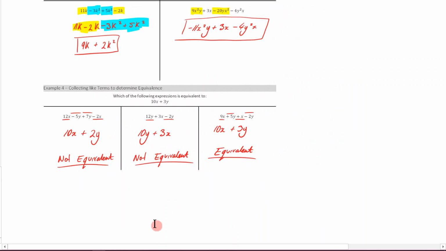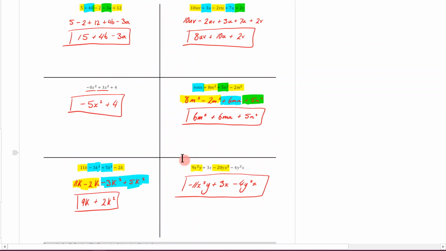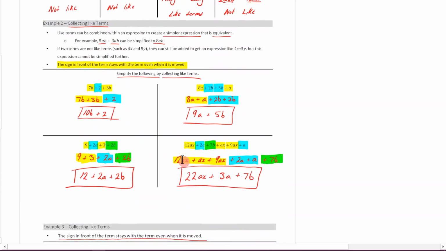Okay, so with that being said, that is everything we needed to go through. We did lots of examples, so hopefully you feel comfortable with collecting like terms.